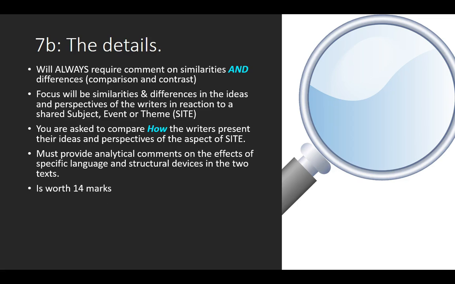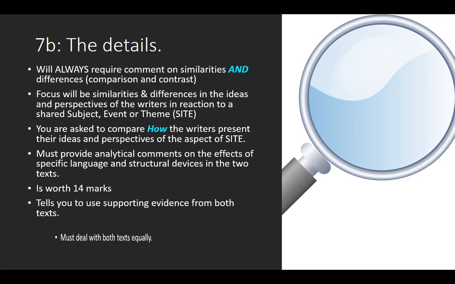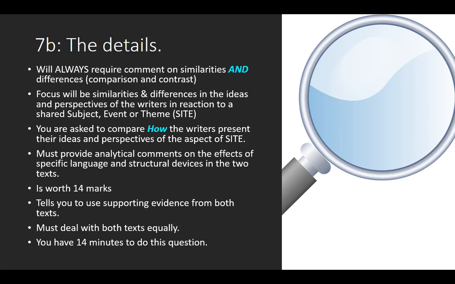7B is worth 14 marks. Okay, so the mark a minute rule means you've got 14 minutes to do this. Again, it tells you to use supporting evidence from both texts, and the key thing about 7B is that you must deal with both texts equally. One of the texts is always going to be slightly longer than the other one, but you can't just write lots about that longer text and then just include one or two bits from the shorter text. You have to give equal attention to both of the texts in your response. So you've got 14 minutes to provide this analytical, detailed, extended comparison.